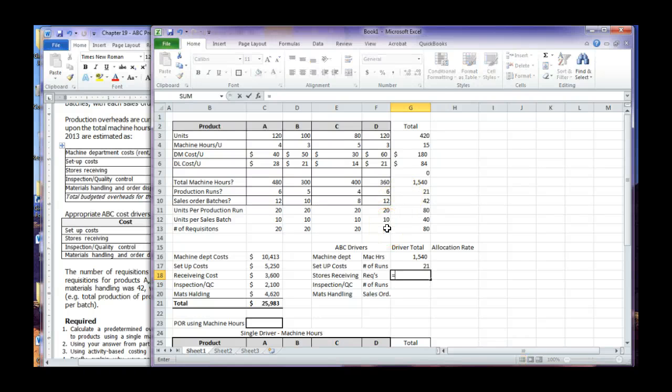Requisitions, what were my number of requisitions? 80. My number of inspections, do I have that anywhere? Oh, number of runs, sorry, number of runs is going to be 21. And then we have materials handling, which is going to be based on sales orders.